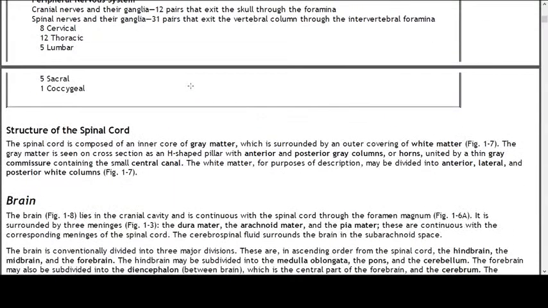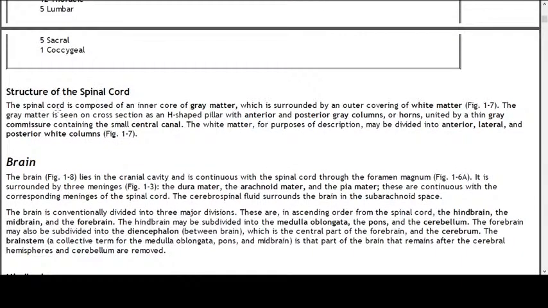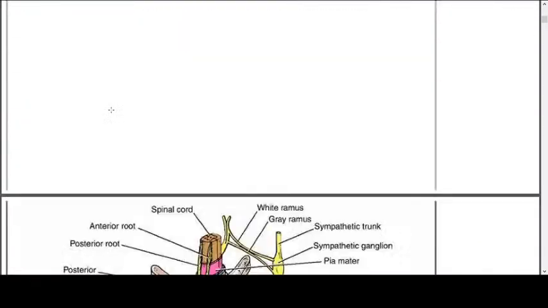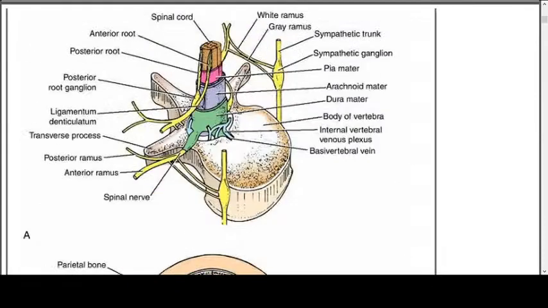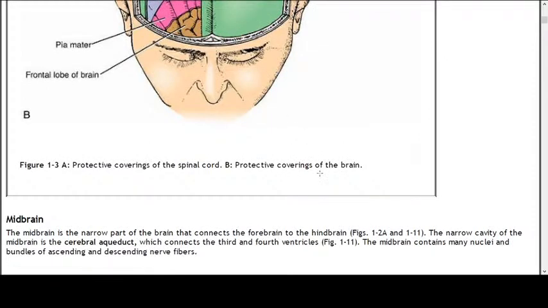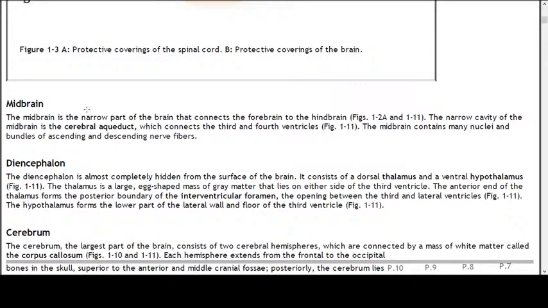Okay. Sacral and coccyx. Structure of the spinal cord is given. Okay, the brain is given. Hindbrain, medulla oblongata, pons, cerebellum is given. This is a figure of the spinal cord going through the vertebra, I guess. We'll be talking about it, and this is a figure of the outermost part of the brain, I guess. Yep. Okay, midbrain, cerebellum.